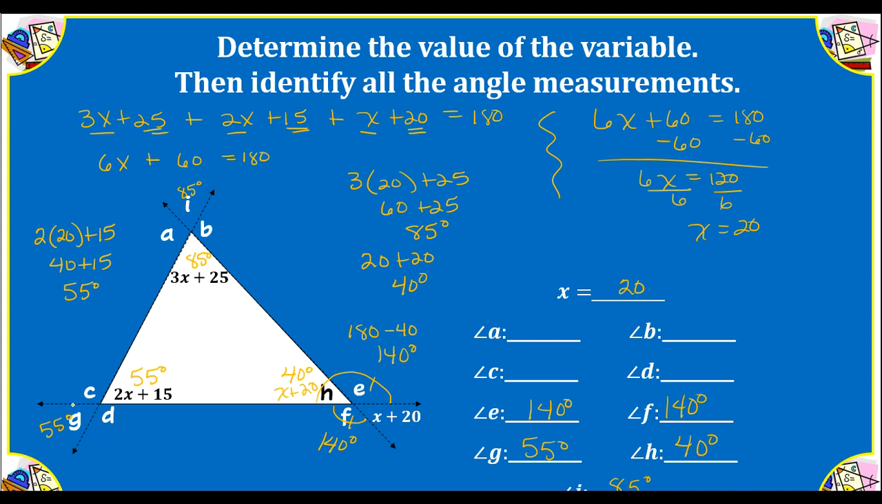Over here, we have a linear pair, so we can just go with G and D. They are linear, so they're going to be 180 minus 55. If that were 50, that would be 130, and go down another 5, 125 degrees. 125 for both D and C, because they're vertical. So C and D.